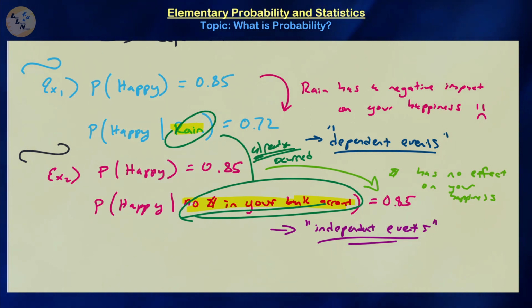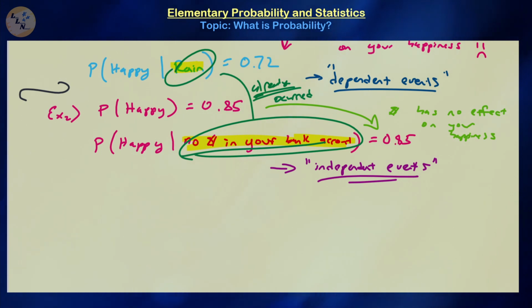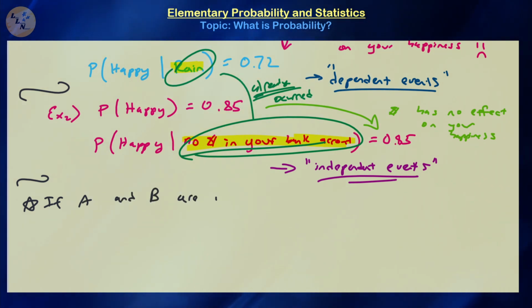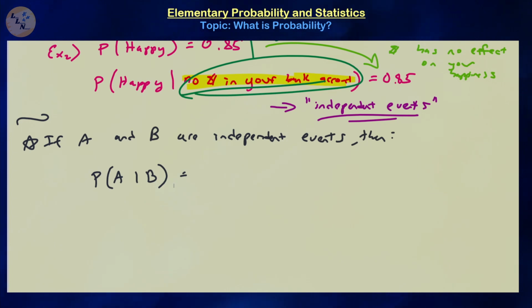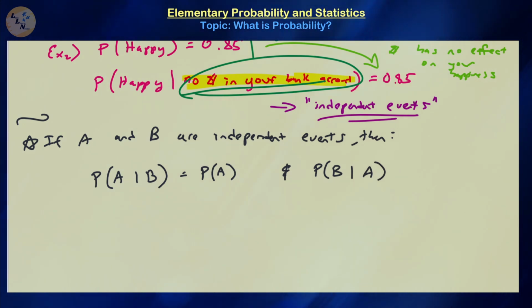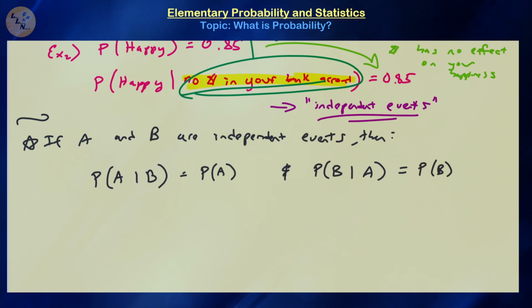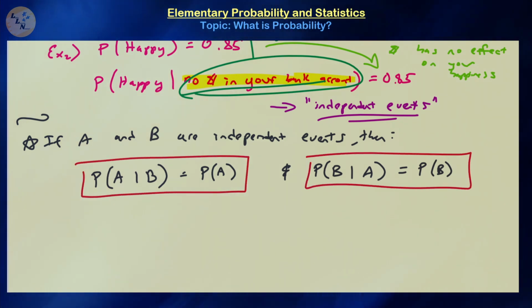So let us try and summarize this in a more general, more formal manner now. Independent versus dependent events. If A and B are independent events, then the probability of A, assuming B has already occurred, is going to be equal to what? Well, if A and B are independent events, A doesn't really care if B happened or not. That means the probability of A given B is just going to be equal to the probability of A. Similarly, if A and B are independent events, what is the probability that B occurs, assuming A has already occurred? Well, B doesn't really care about whether A occurred or not. So the probability of B given A is also just going to be the probability of B. So these are our conditional rules for independent events.